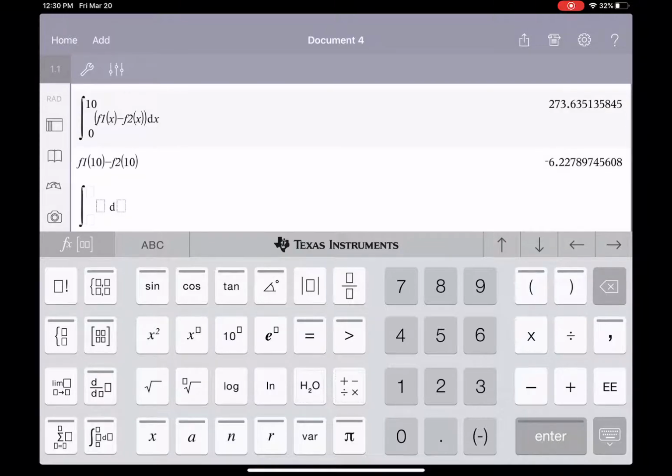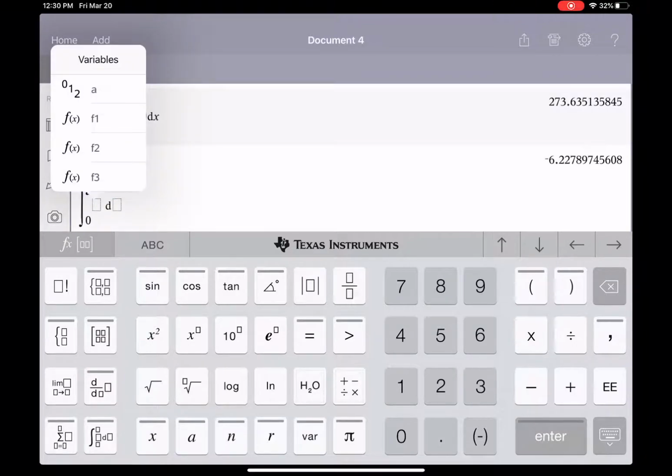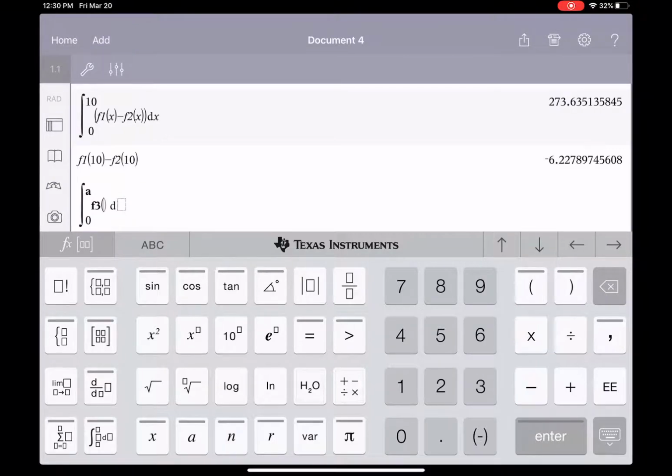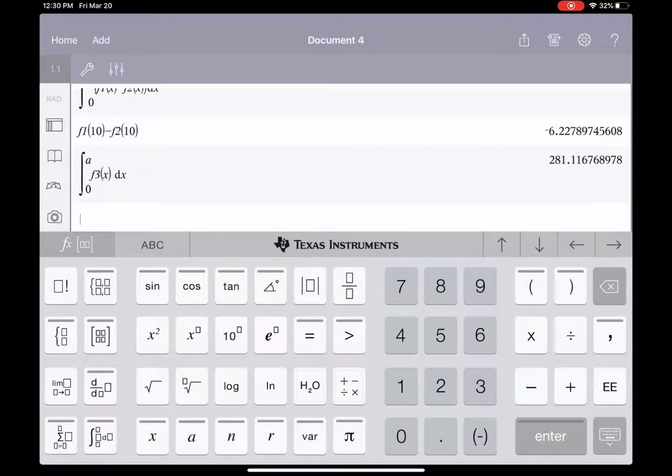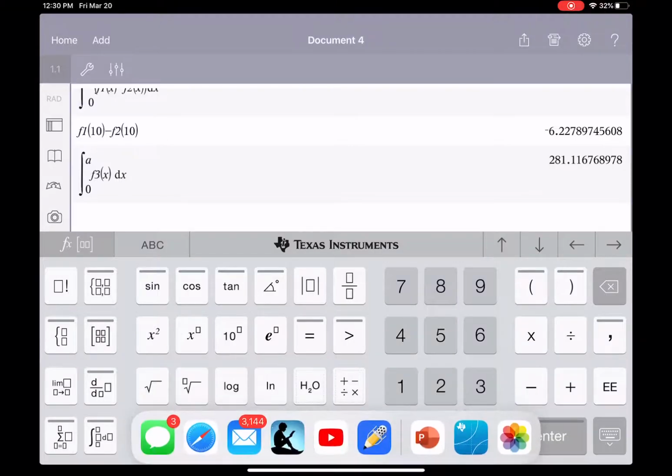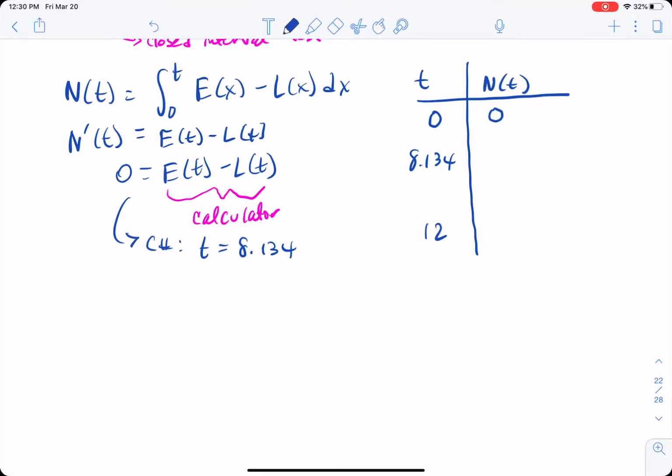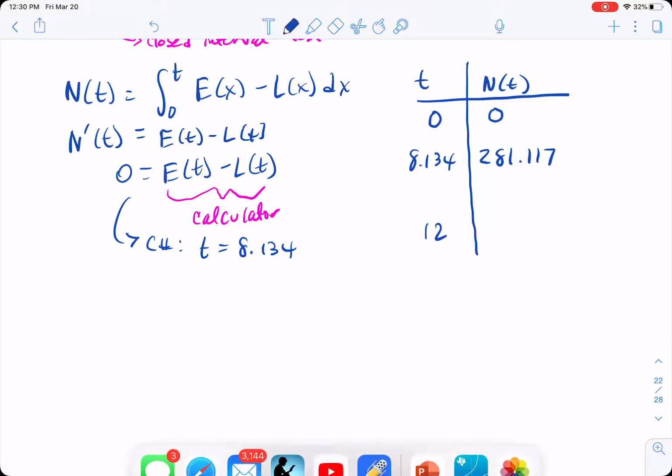So pick the definite integral from 0 up to a. Inside here, I'm going to choose my variables and then do f sub 3. I can put the other ones in there if I wanted to, but this one takes care of it in one step. And then put an x, and then approximate it. We got 281.117. Okay, and then we got one more to do, and that's at 12.